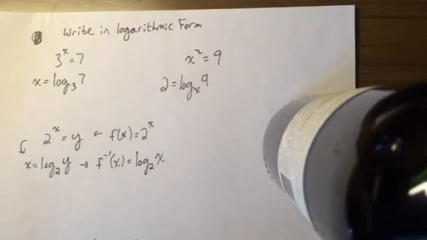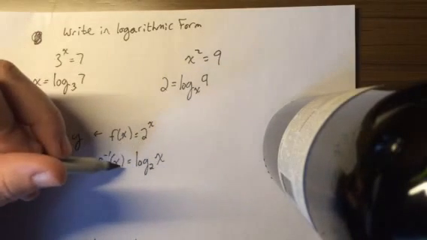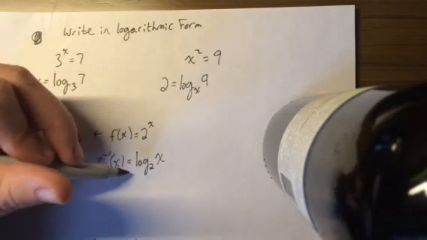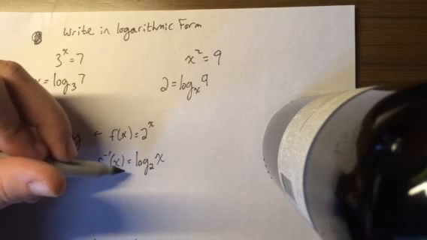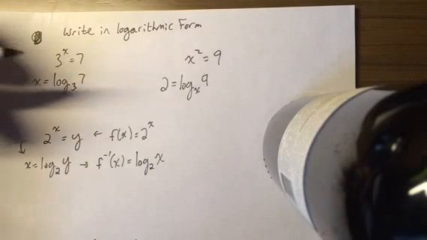So exponentials and logarithmics are inverses, which means that my domain and range change. My domain of my exponential is my range of the log. My range of the exponential is the domain of my log. It means my x and my y's switch, so it's one good way to remember how these things are graphed.